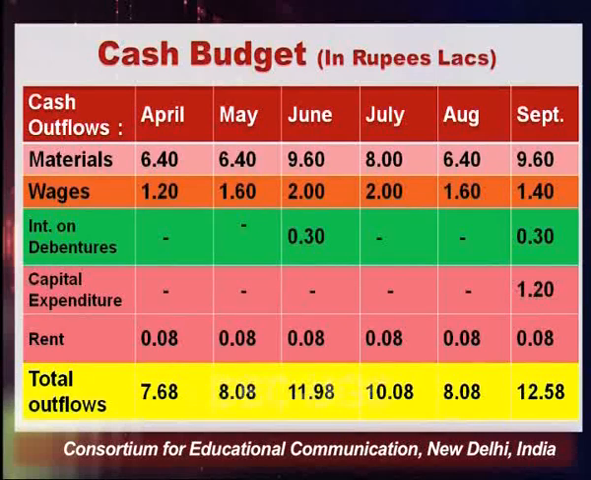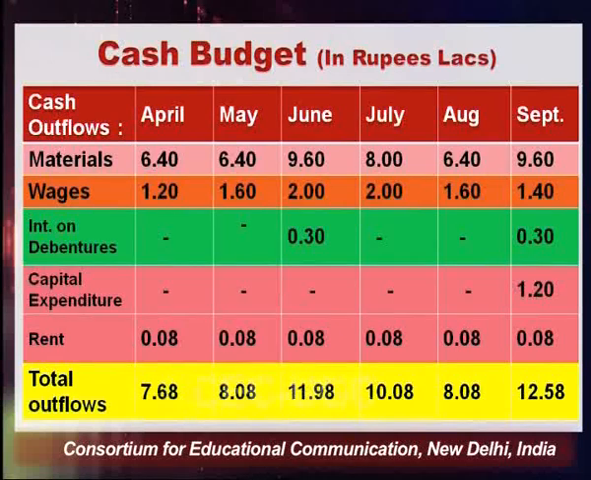As far as capital expenditure is concerned, the question reports that we have only one capital expenditure, that too in the month of September, that is 1,20,000 rupees. The same is posted here. And for the rent payment, you have to pay every month 8,000 rupees of rent. So the same amount is written for every month, starting from April to September.